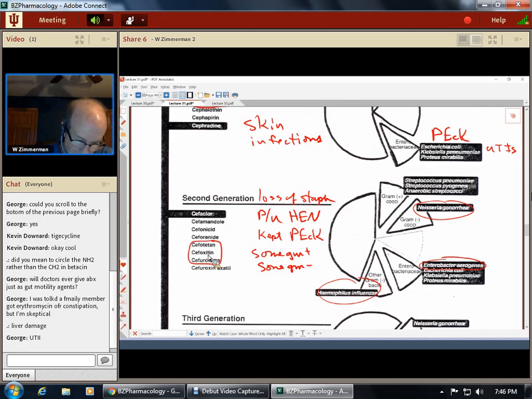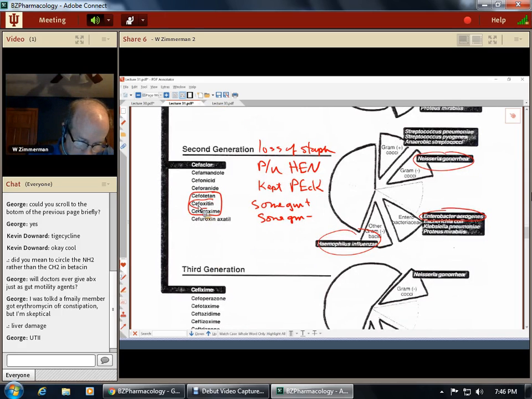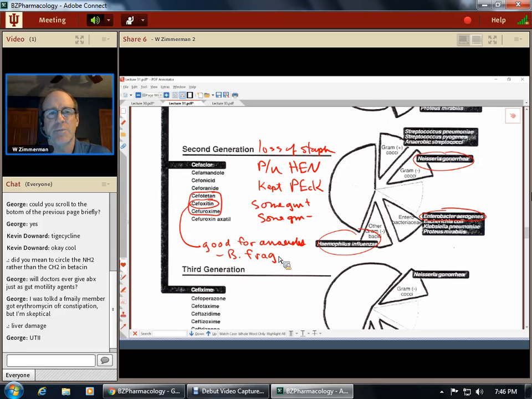I will mention, though, the cefoxitin. It has some special use because the cefoxitin is good for anaerobes. Things like B. frag, Bacteroides fragilis. So cefoxitin, second generation, parenteral, also gets some good anaerobe coverage.